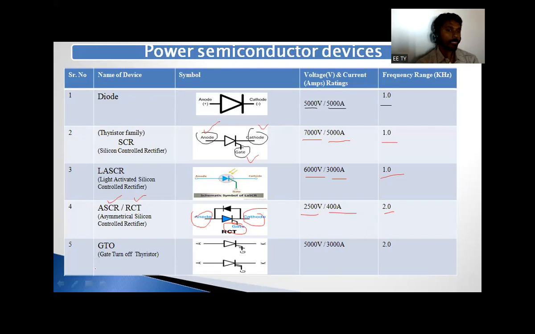Next, GTO. What is the name of this GTO? Gate turn off thyristor. That is simply, in short, called a GTO. Clear? It also has three terminals. What are those? Anode, cathode, and gate. So what is the difference between SCR and GTO?